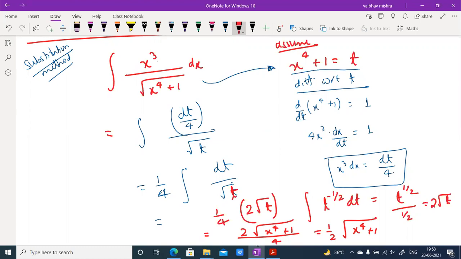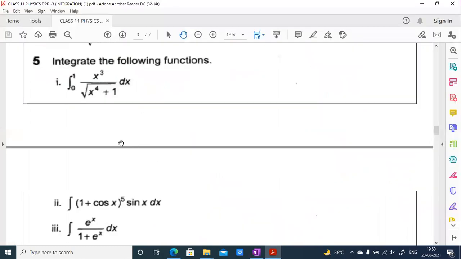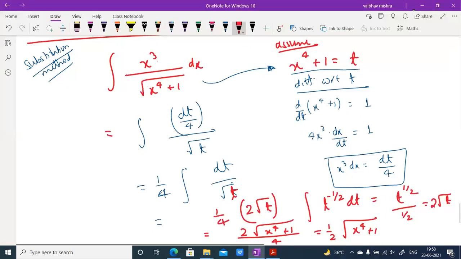Yes, sir. And we have to apply the limit. So now we can apply the limit of 0 to 1 also. Find the final answer.